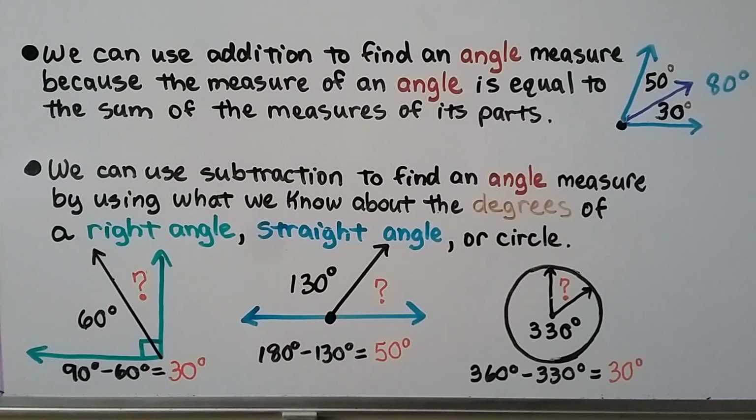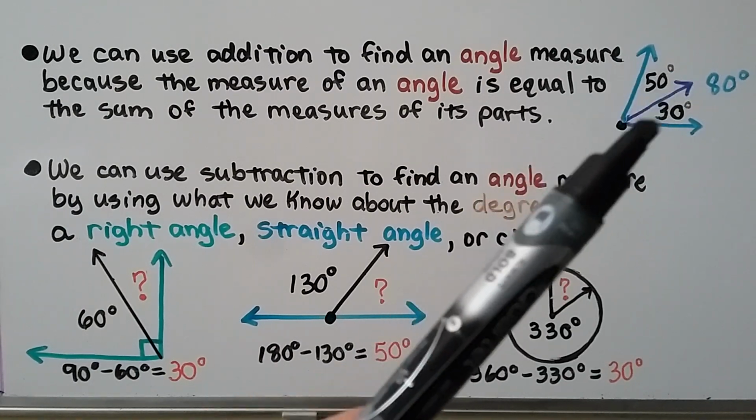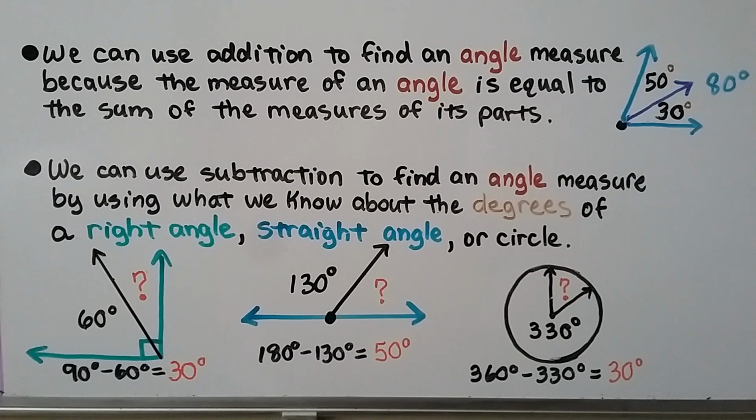So we can use addition to find an angle measure because the measure of an angle is equal to the sum of the measure of its parts. If we know that's a 50-degree angle and that's a 30-degree angle, then we know this whole thing is 80 degrees. We just add its parts together. And we can use subtraction to find an angle measure by using what we know about the degrees of a right angle, straight angle, or circle. We know a right angle is 90 degrees, so if this is a missing angle measure and it told us this is 60 degrees, well, 90 degrees minus 60 degrees is equal to 30 degrees. That would have to be a 30-degree angle.